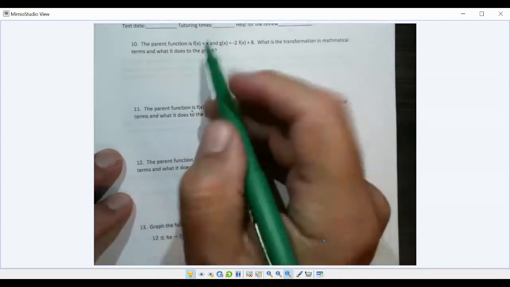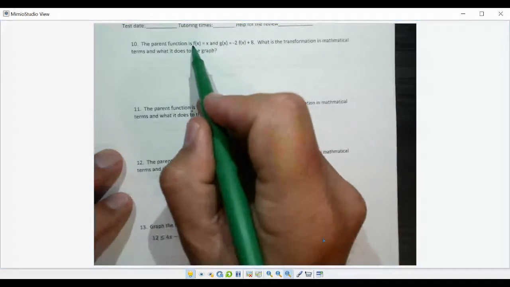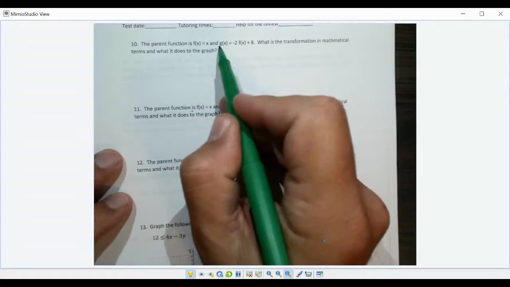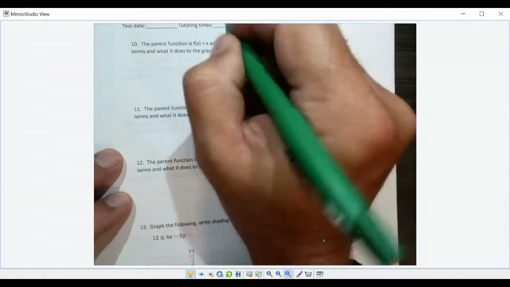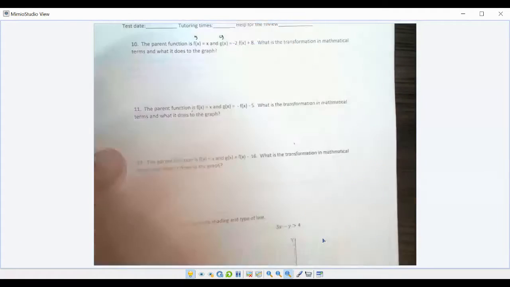Again, this is the parent function, and this time you have f of x equals x, which is the parent function. And then they give you a second. Sometimes they'll do this: they'll give you one function where they'll use the letter f, and they'll use another one, g of x. These are the same thing. This is still y, and this is still y. So it doesn't matter. They both represent y.